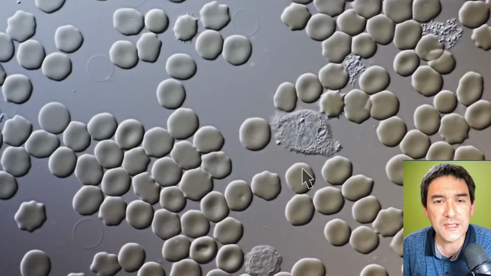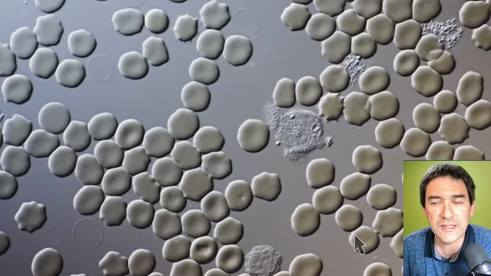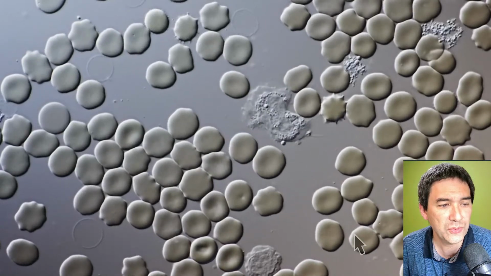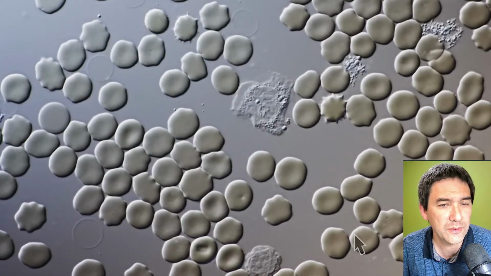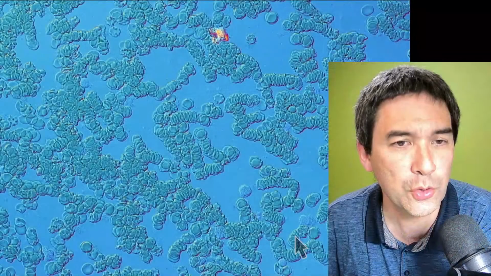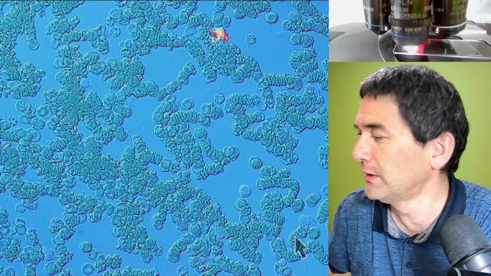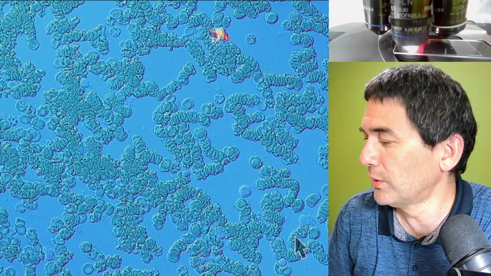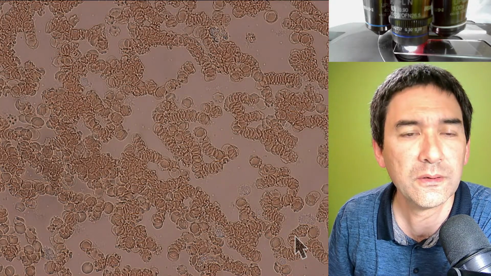So this here is in DIC indeed. But let's go back now to the regular scope view of what I've got here. And if you want to observe this in bright field, then this is how it looks like in bright field.